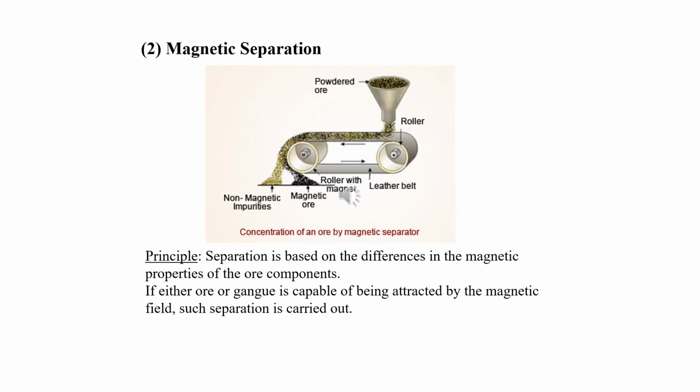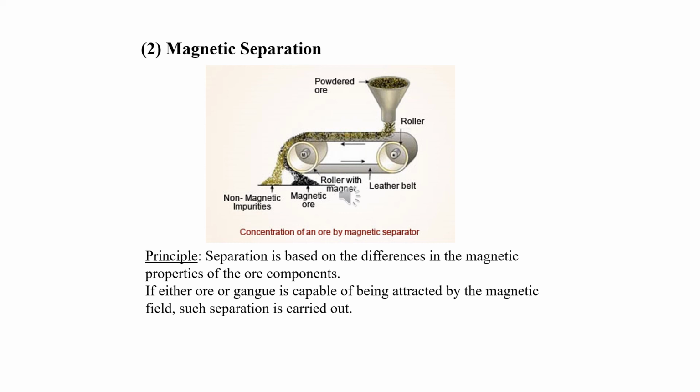Let us see the second method involved in concentration of an ore, and that is magnetic separation. As it is clear from the name, this is based on the differences in magnetic properties of the ore components. If either the ore or the gangue is capable of being attracted by the magnetic field, then such separations are carried out. Can you give me an example of an element in which this particular method can be used? Yes, you are right. We can use this in the case of an iron ore.